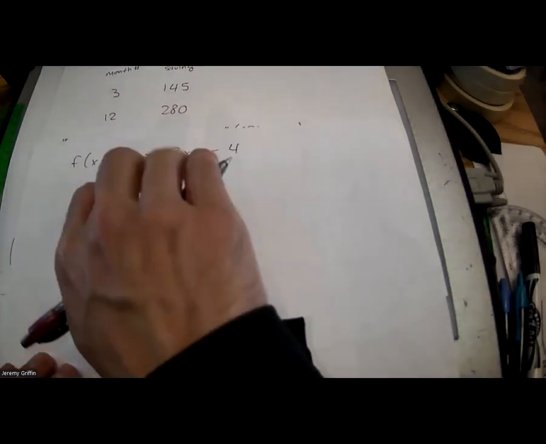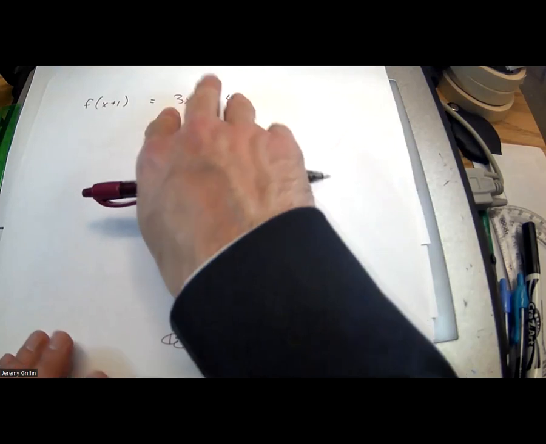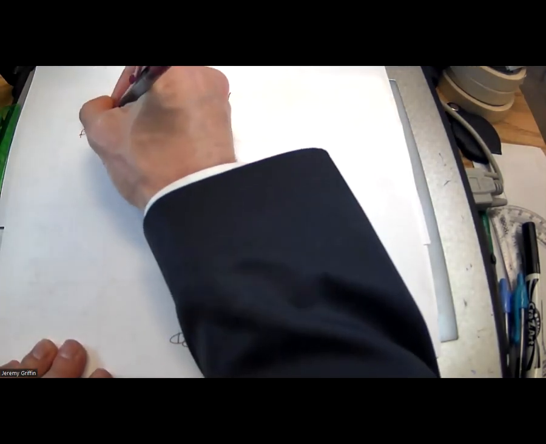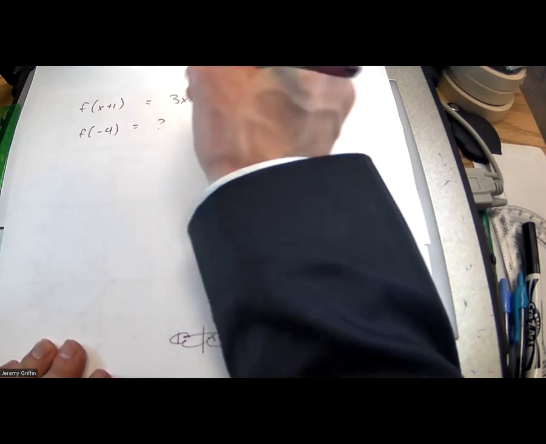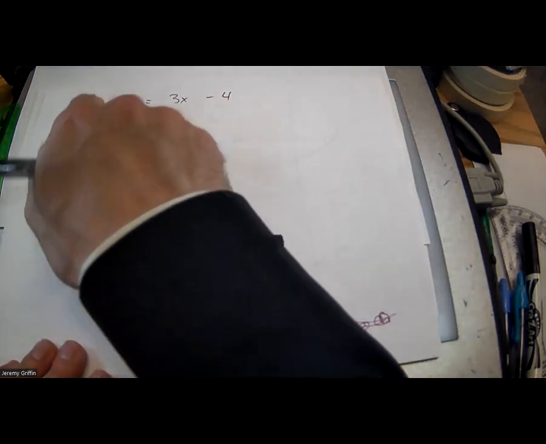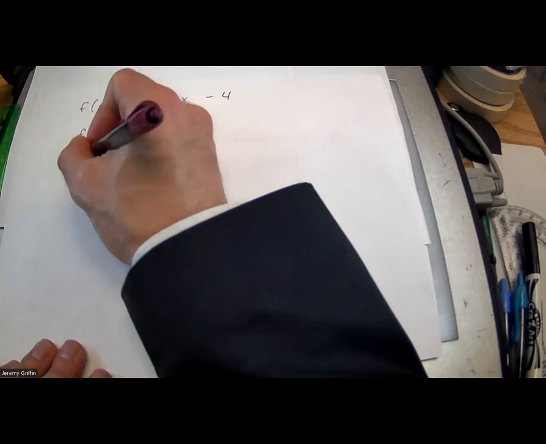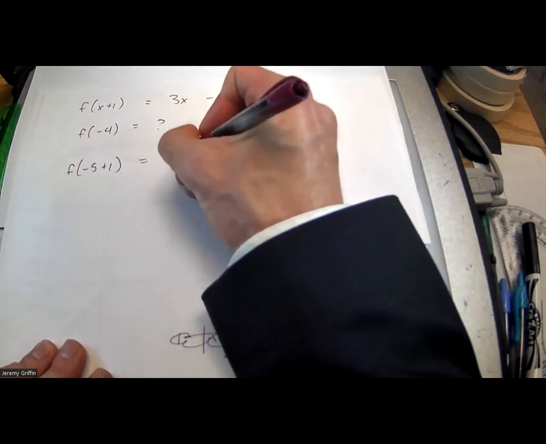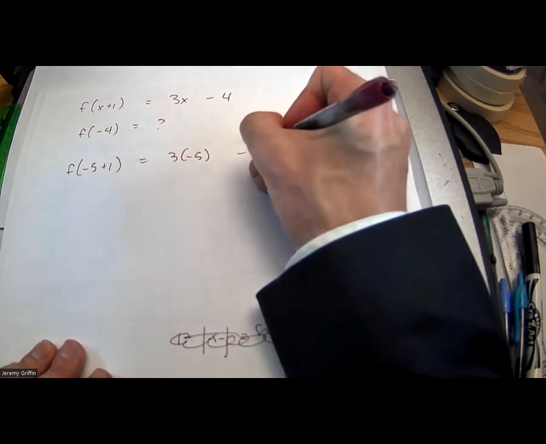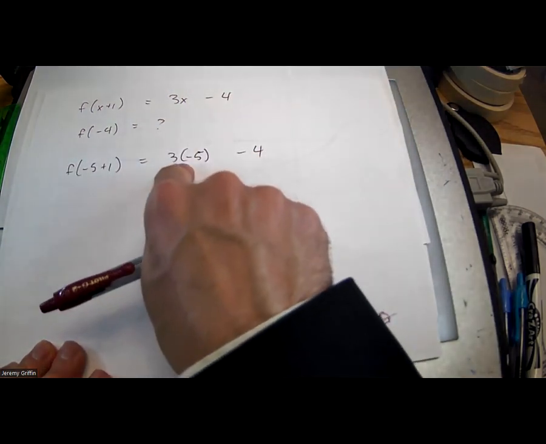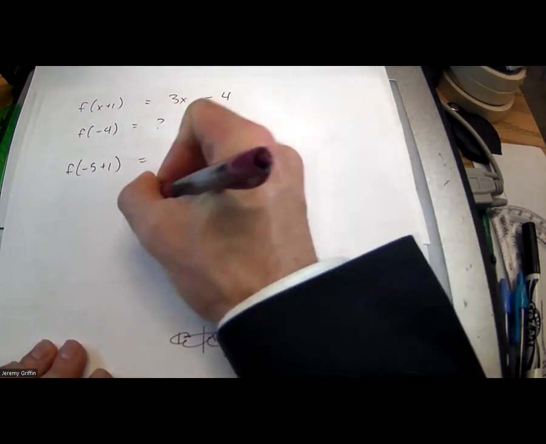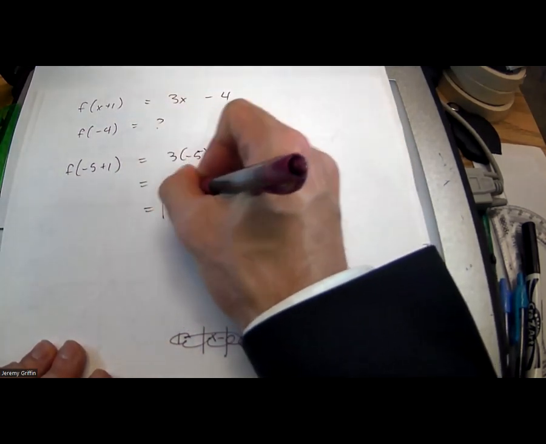Let's switch over and go over this one. They gave you this and they said, what is f of negative 4, right? Well, wouldn't you plug in negative 5 for x? That'd be negative 5 plus 1, and that'd be 3 times negative 5, then all minus 4. So it's negative 15 minus 4. Negative 19. And that was the answer.